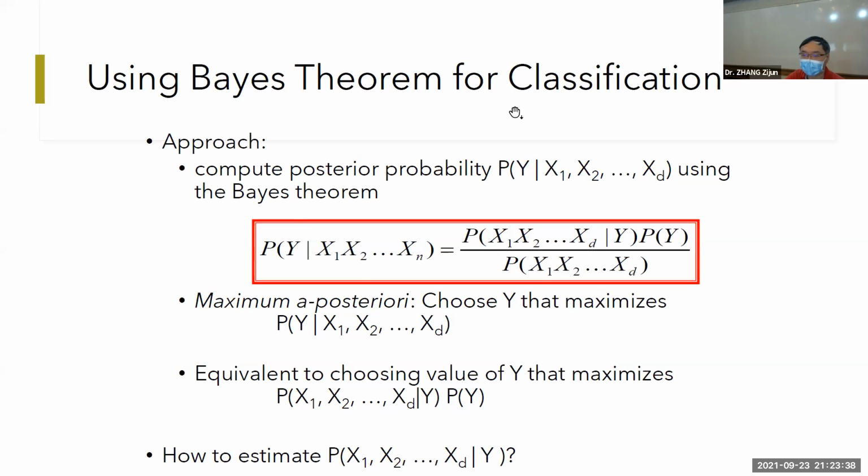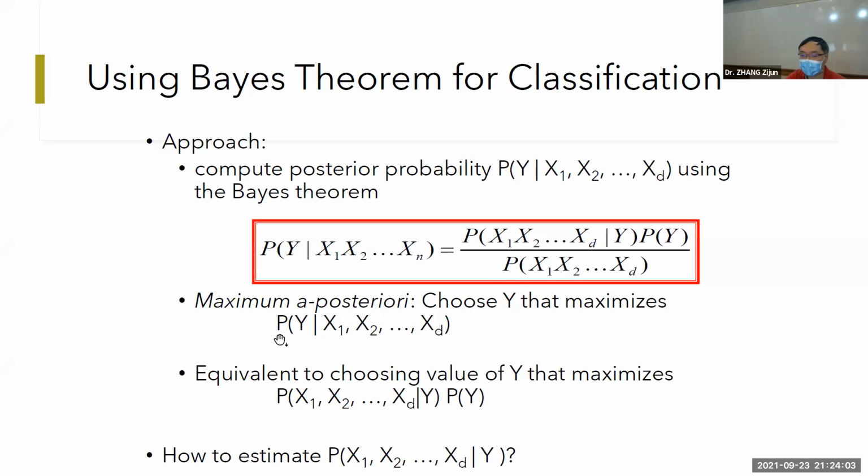Then we use Bayes theorem for classification. We first compute the posterior probability, that is, the probability of y conditioned on x1, x2 to xd, using the Bayes theorem, which is equal to the likelihood, the probability of the joint of the events x1 to xd conditioned on y, multiplied by the probability of y and divided by the joint probability.